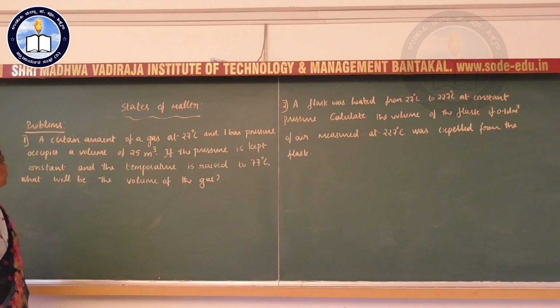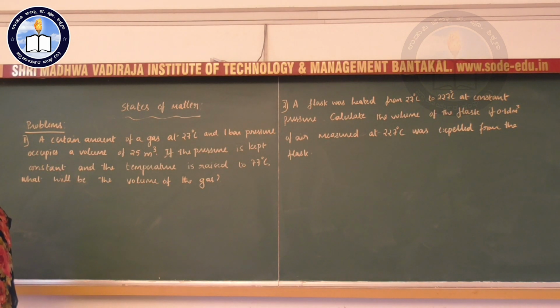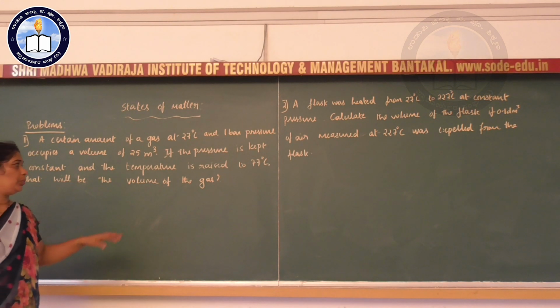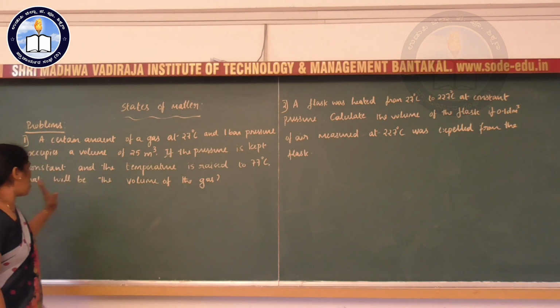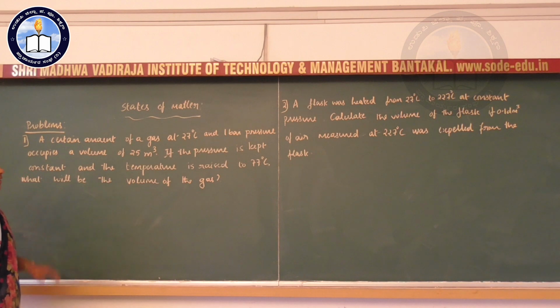Here is one problem. A certain amount of a gas at 27 degrees Celsius and 1 bar pressure occupies a volume of 25 meter cube. If the pressure is kept constant and the temperature is raised to 77 degrees Celsius, what will be the volume of the gas?